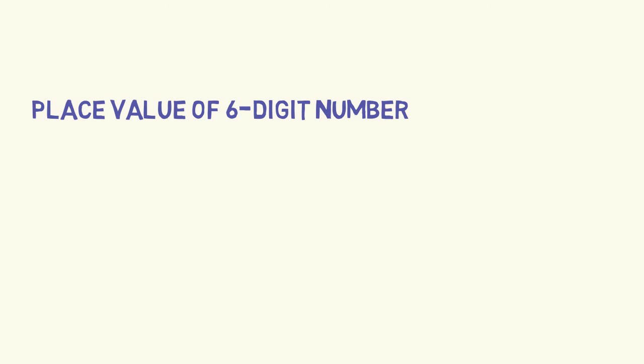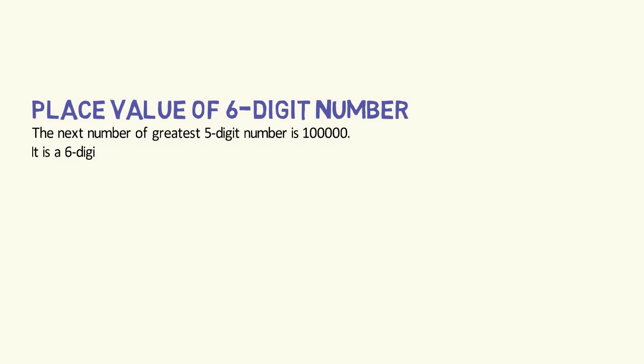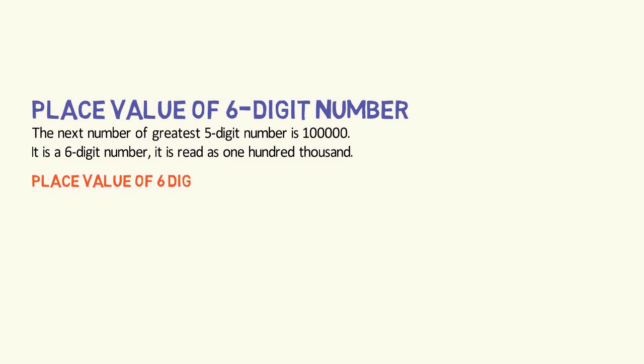Place value of 6-digit number. The next number after the greatest 5-digit number is 100,000. It is a 6-digit number. It is read as one hundred thousand. Place value of 6-digit number.